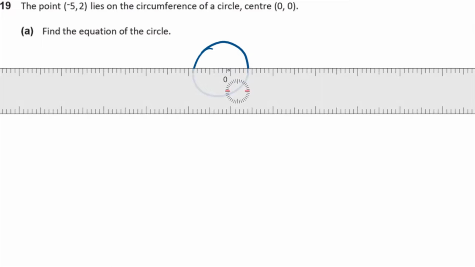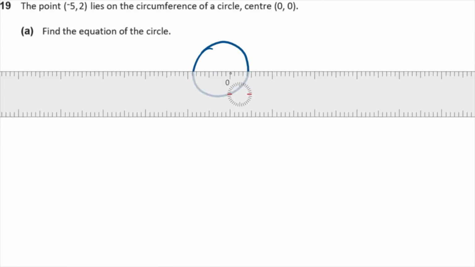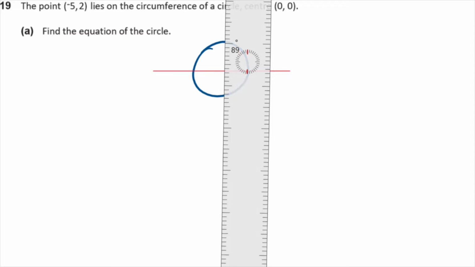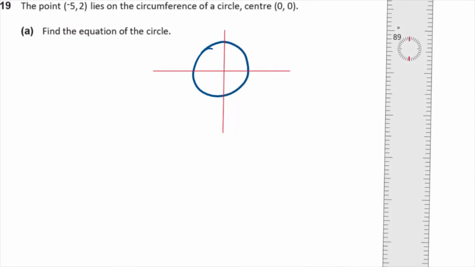Now the centre of this circle is at the origin, so my axis is going to pass through the centre point of my circle. Like that. So my origin there is the point 0, 0. It's the centre of the circle. And I know that the point minus 5, 2 lies on the circumference of the circle. So minus 5, 2 is going to be kind of over there somewhere, isn't it? Okay, that's going to be minus 5, 2.